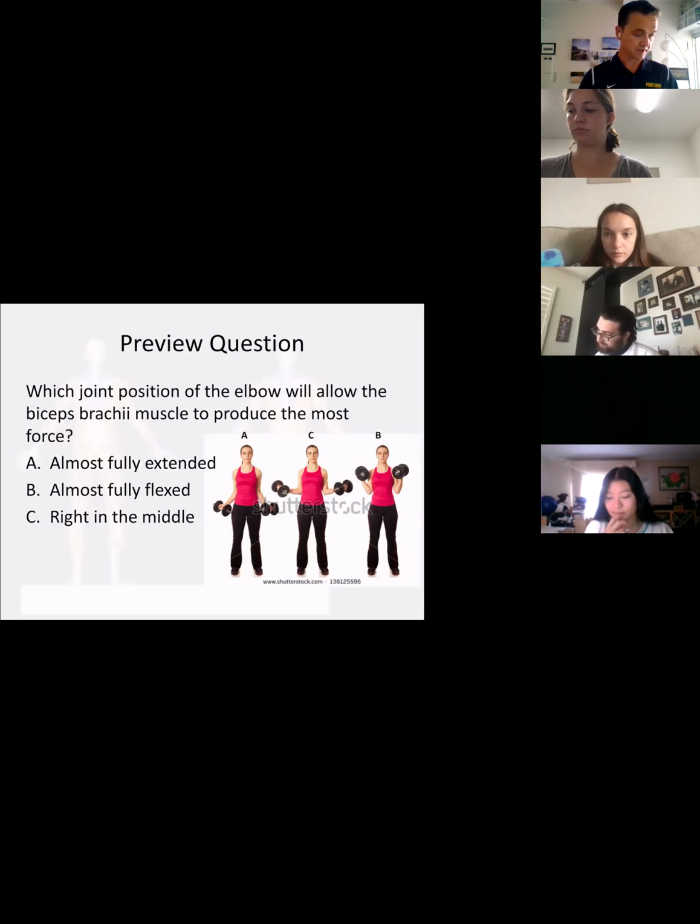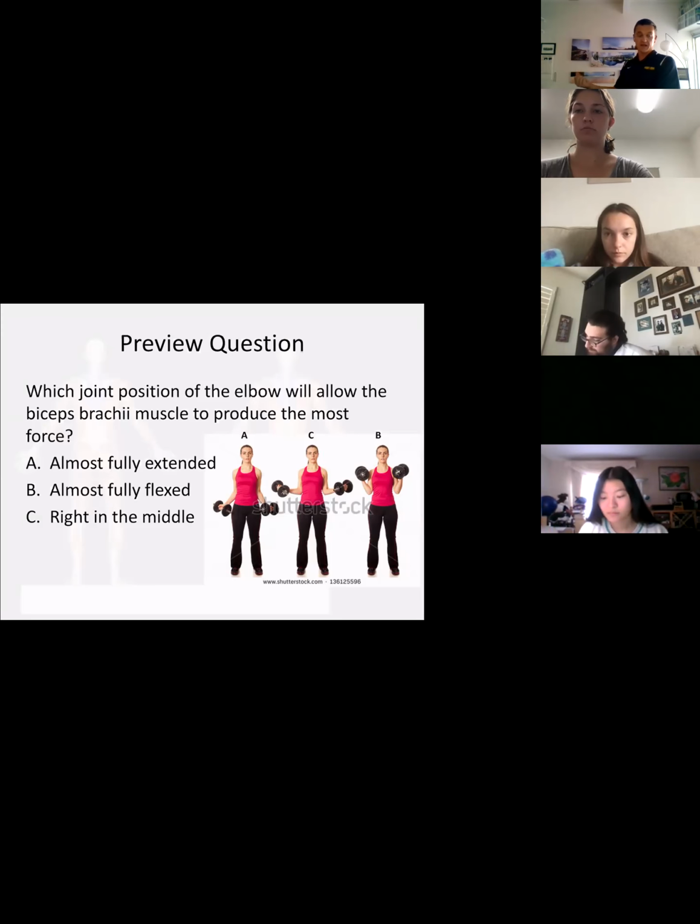in your teams here. If you look at those three positions there, A, C, and B. A is what I would call fully extended, like if you're doing a bicep curl and your arm is fully extended like this. B would be fully flexed like this, so you're just starting right here. And then C would be about right in the middle.